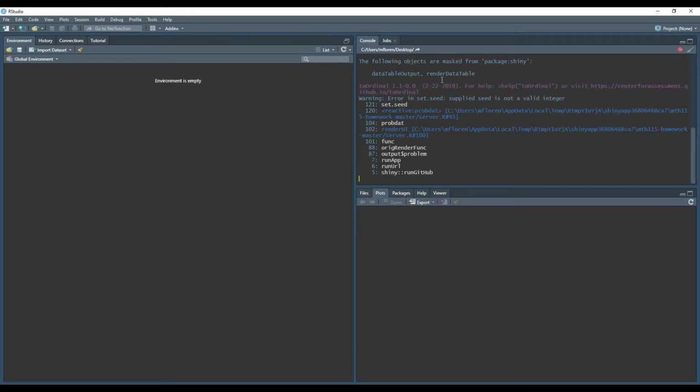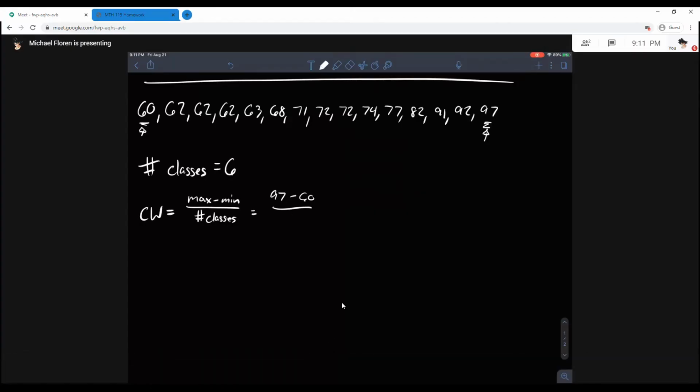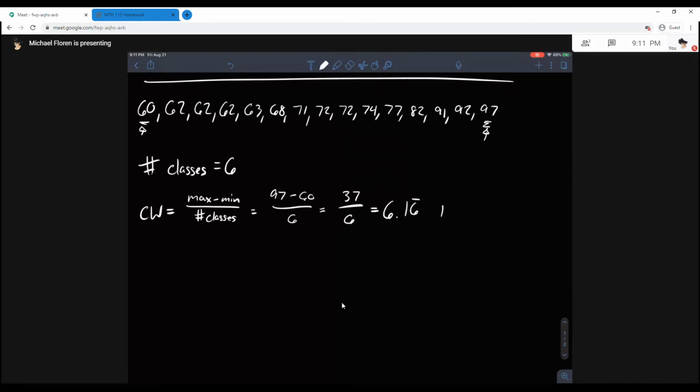Excuse me, not divided by 2, divided by the number of classes, which is 6. So 97 minus 60 is 37, divided by 6 looks like 6.16 repeating, and recall that we always round up, so the class width is 7. This is a great example of how we normally wouldn't round up 6.16, but when we're doing the class width we always round up, so 7 is going to be our class width.